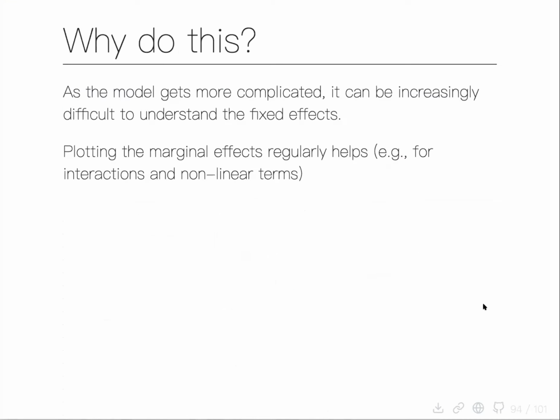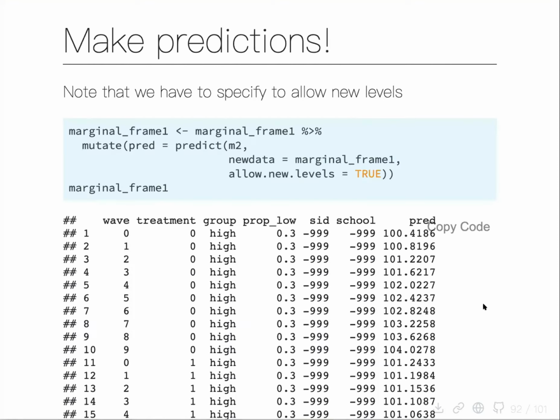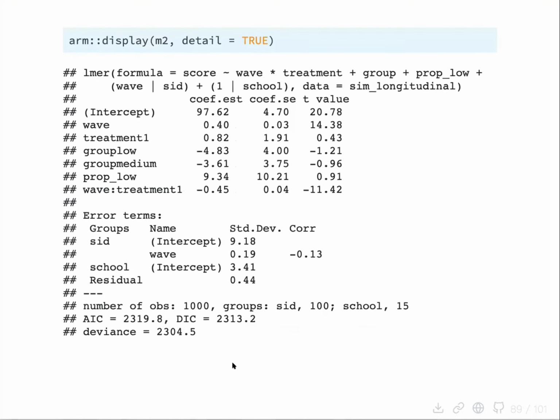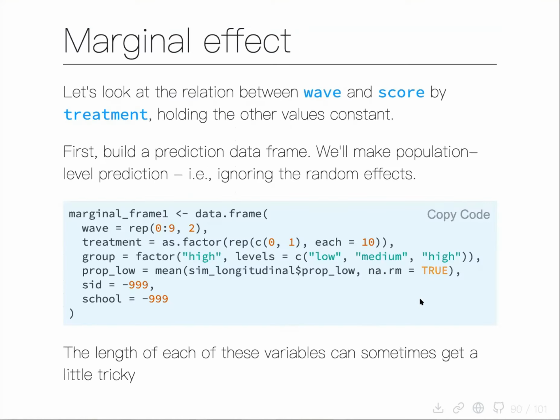All right, so why do we do this? As your model gets more complicated, specifically with things like interactions and nonlinear effects, plotting these marginal effects can really help you interpret your model. Seeing that difference is really helpful versus just looking at the number -0.45, right? Especially if you have multiple interactions or three-way interactions.